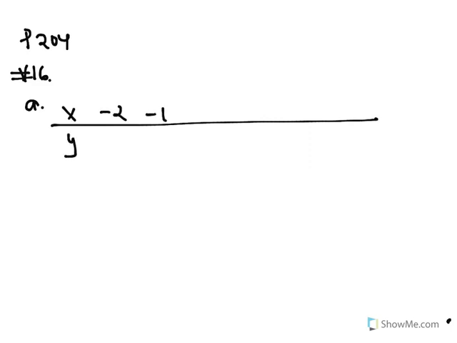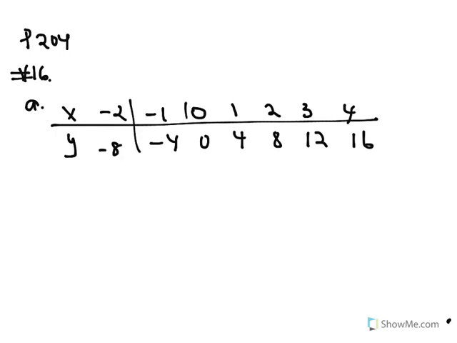In number 16, you have two tables. I'm going to go with table A. In table A, you have X and Y: -2, -1, 0, 1, 2, 3, and 4. And the numbers are these numbers right here. The book is asking me to determine if the data set is linear or exponential.